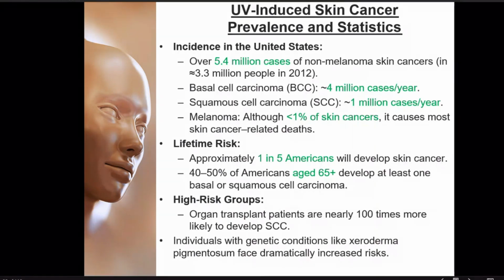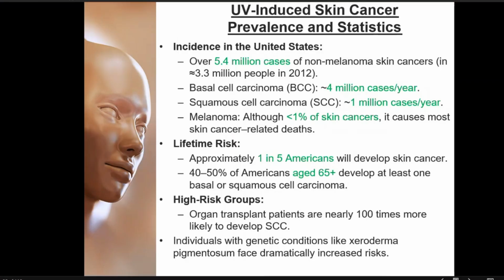So this is the squamous cell carcinoma incidence. Incidence is very big in the United States. High risk group: organ transplant patients are nearly 100 times more likely to develop squamous cell carcinoma, mainly due to immune suppression in those patients. Individuals with a genetic condition like xeroderma pigmentosum have a dramatically increased risk of skin cancer.